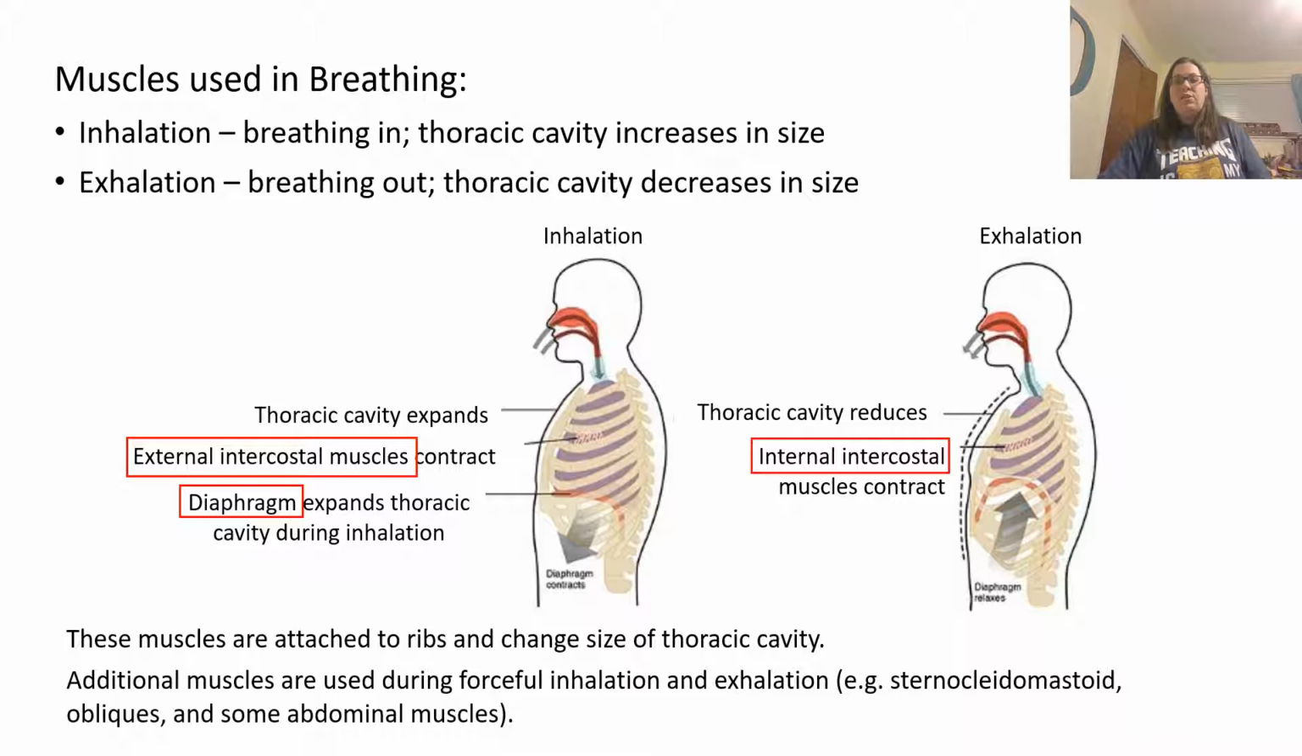Additional muscles are used during forceful inhalation or exhalation. We could use the sternocleidomastoid, your oblique muscles, and some of your abdominal muscles as well.